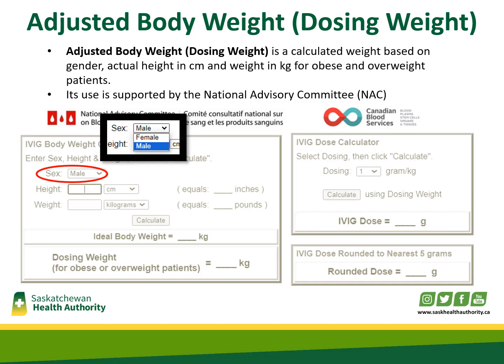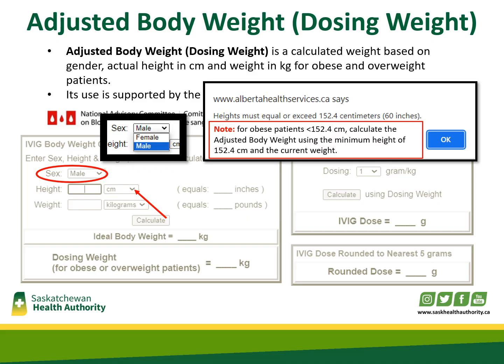So the first step is to indicate whether the patient is male or female. Then you'll enter the height in centimeters. I just want to note that if the patient is less than 152.4 centimeters, we will still use for all adult patients a minimum height of 152.4 centimeters. Then you will fill in the weight in kilograms, and we'll talk a little bit more about that on the next slide.